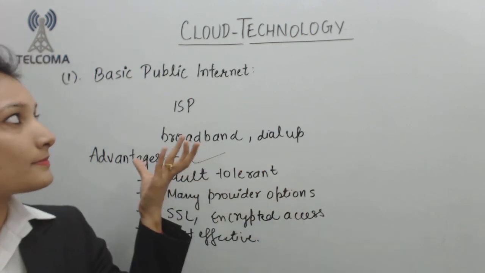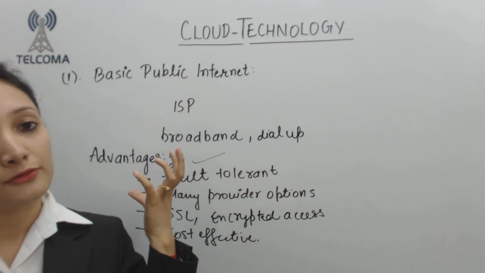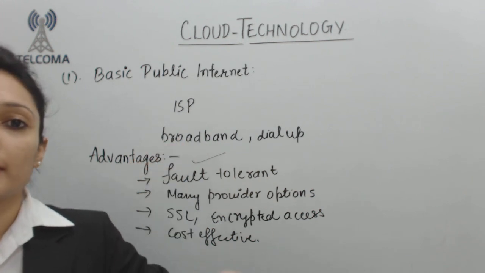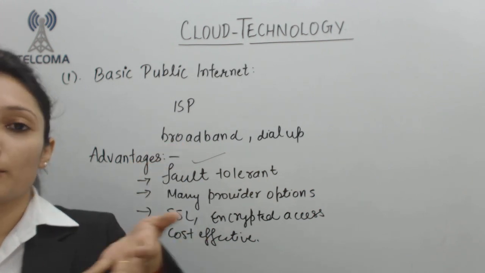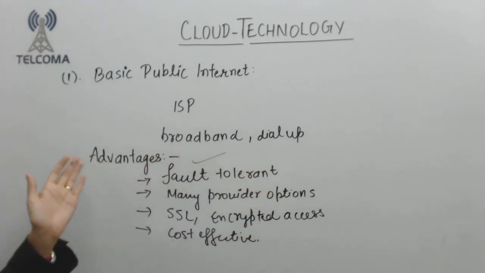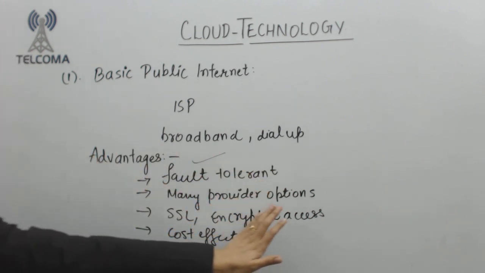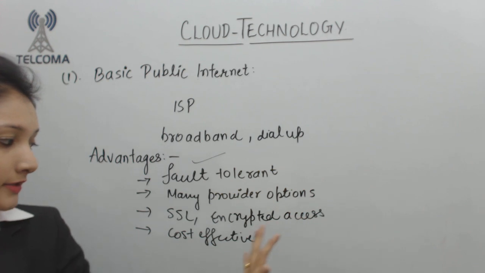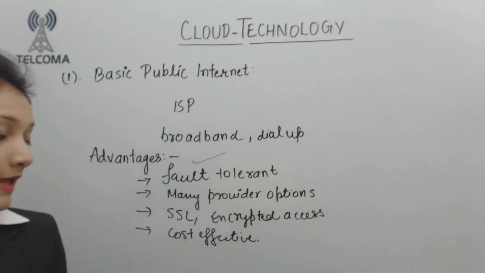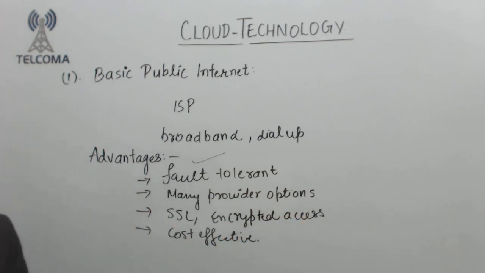The access for this basic public internet is just to buy from your internet service provider and then get connectivity through broadband or dial-up. It is fault tolerant. You have many providers and you can choose according to your choice. Then it has encrypted access, and this service is cost effective.